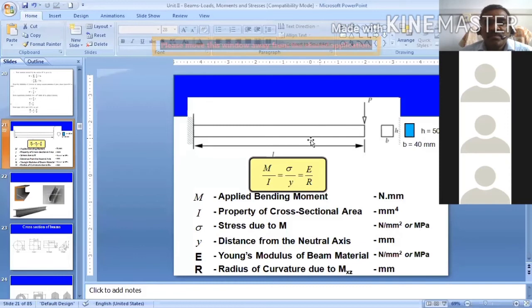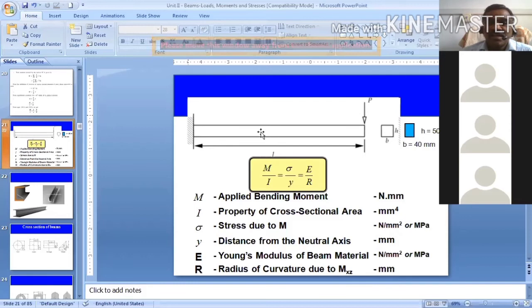This is a beam. This is a side view. It's a cross section of the beam. Width is B and depth is D or H, whatever you take. Now, if you want to calculate stress in the beam, we are interested in the maximum stress. Which point will be subject to maximum stress in this beam? At that point, you have to find the bending stress.